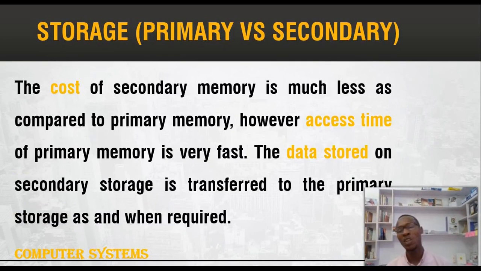Now, one advantage of secondary storage is that it can store more files. That's the storage capacity, and the cost is less compared to primary memory. But in the case of primary memory, it has a faster access time. The CPU can easily retrieve data from primary memory than from hard disks or other secondary memory. So the data stored in secondary memory are transferred to primary memory when the need arises.